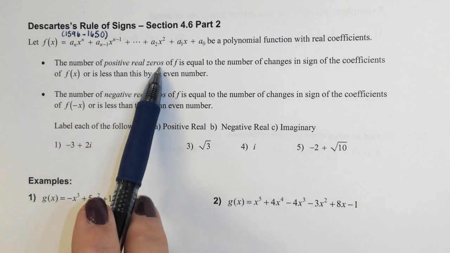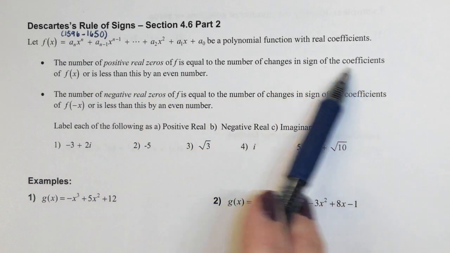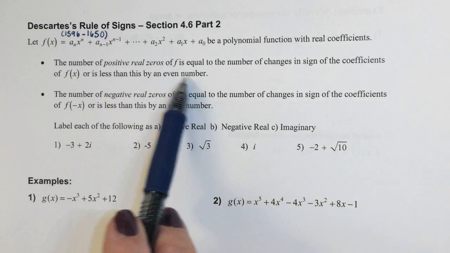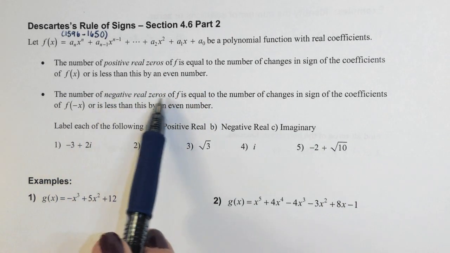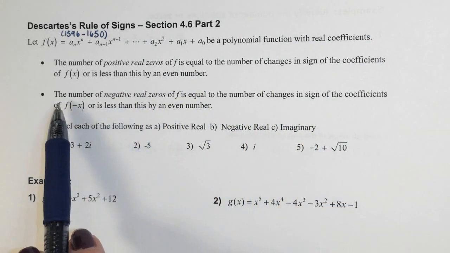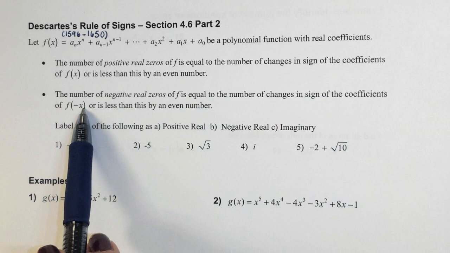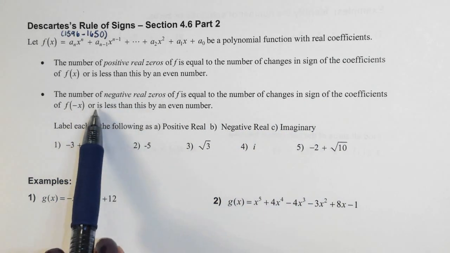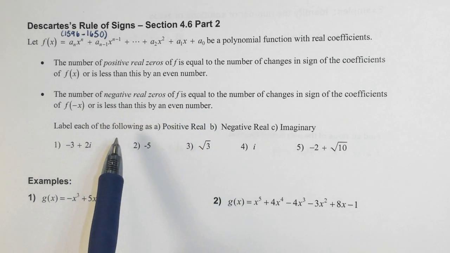So the number of positive real zeros of the function is equal to the number of changes in sign of the coefficients of f of x, or is less than this by an even number. That even number is very important. The number of negative real zeros of the function is equal to the number of changes in signs of the coefficients of f of negative x. So that means we're going to have to plug in negative x, and then look and see how many changes in signs we have, or it's less than this by an even number. Once again, that even number is going to be important.